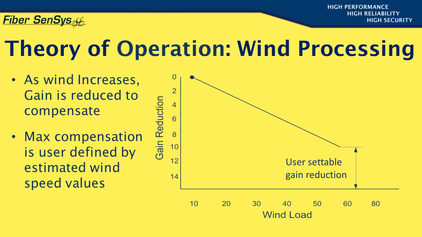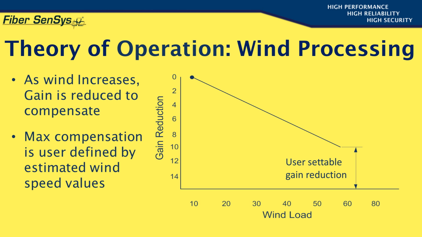This graph illustrates the operation of the wind rejection parameter. The wind load, shown on the horizontal axis, increases with wind speed, but is not a measure of wind speed in miles per hour. Rather, it is simply a number that assigns the maximum gain reduction to be applied to the signal. In this example, with the wind rejection parameter set to 60, the maximum gain reduction is about 10 dB, and the compensation levels off for all wind loads above 60.